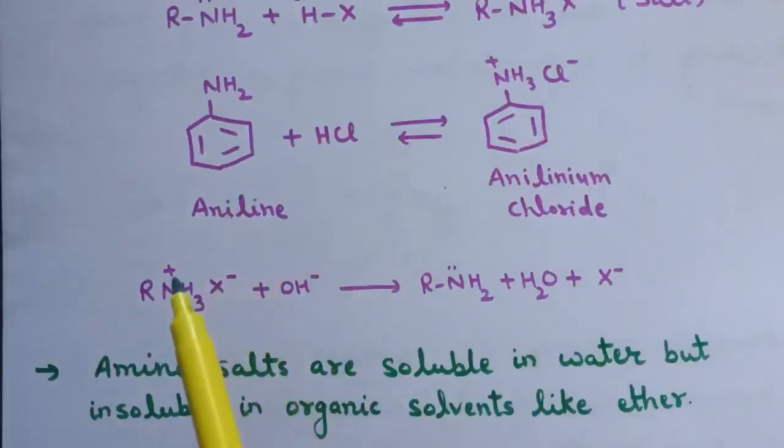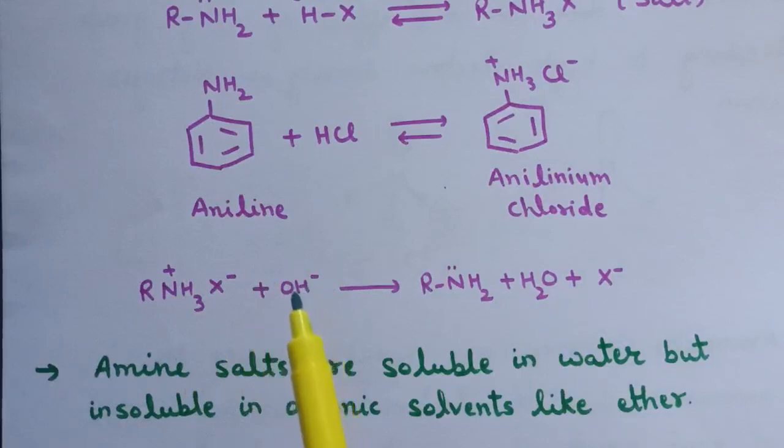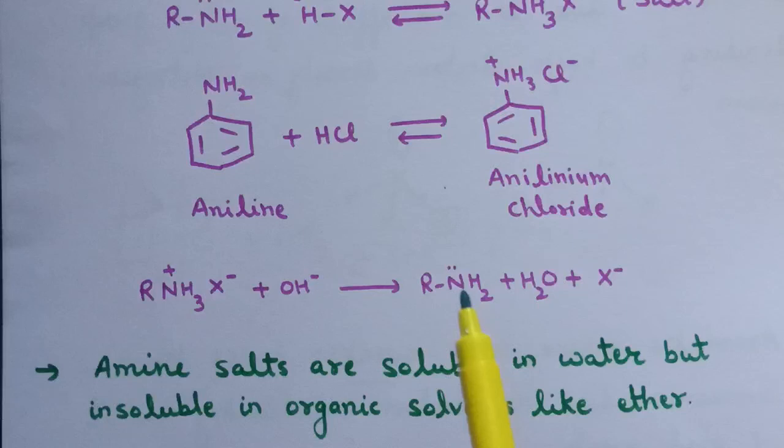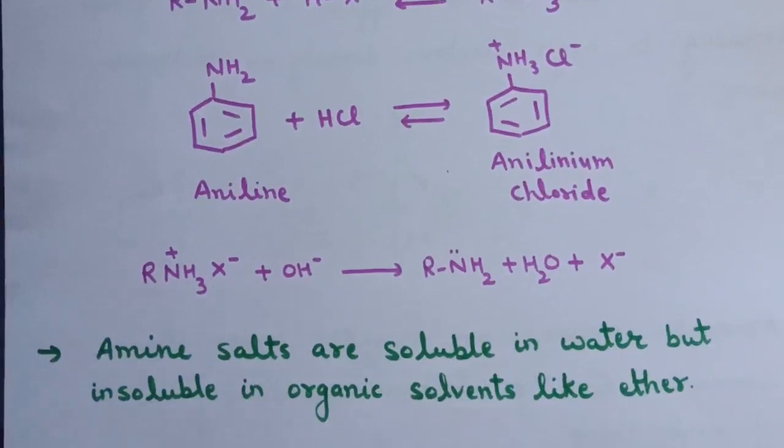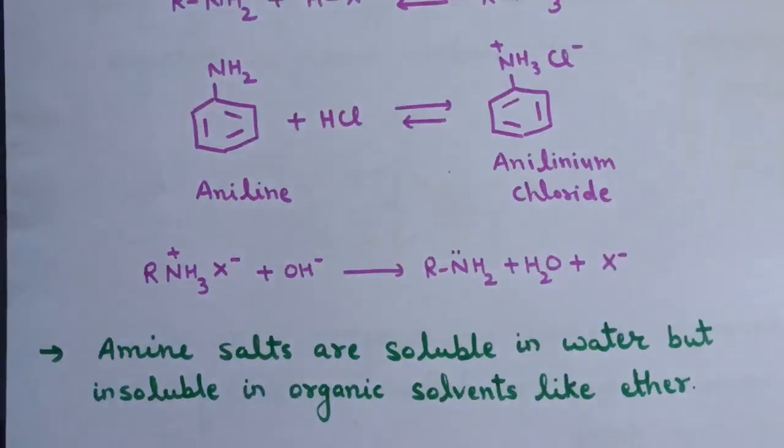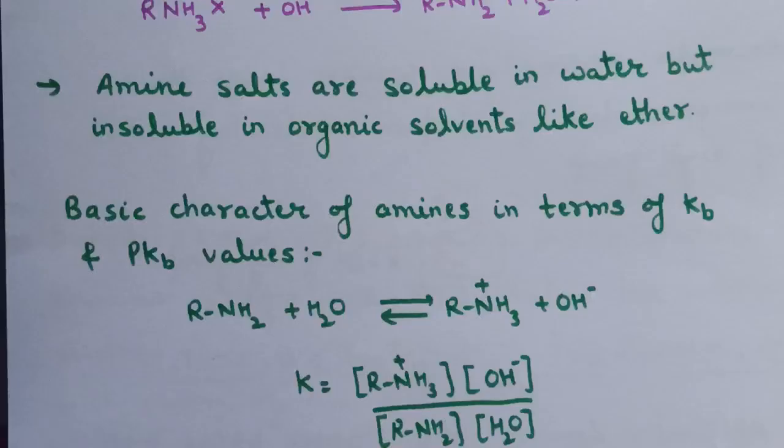Now when this salt is treated with base, it again converts to RNH2. Along with RNH2, water and X negative is formed. And amine salts are soluble in water but insoluble in organic solvents like ether. And this is the basis for the separation of amines from the non-basic organic compounds insoluble in water.